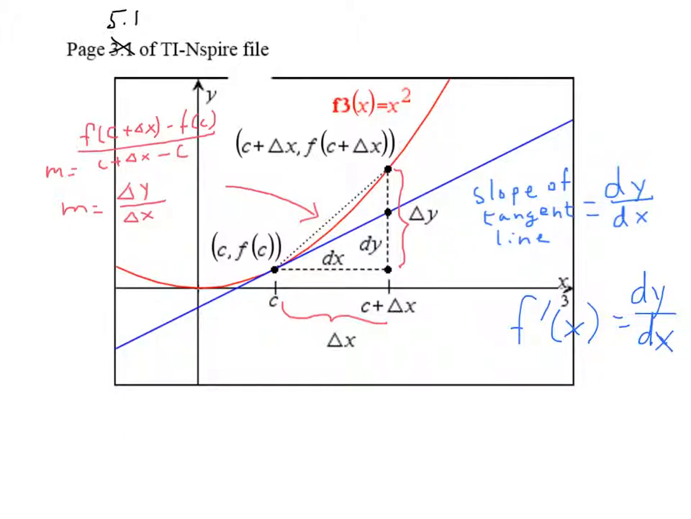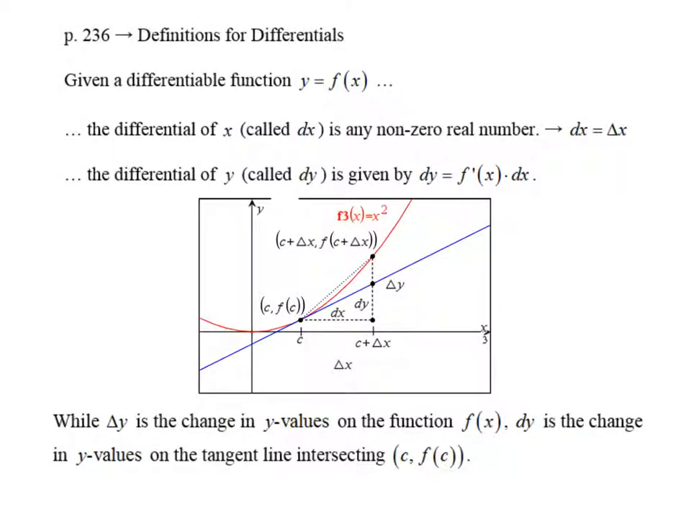Well, this will lead directly to our definition for what dy is, because if we want to solve for dy, we simply multiply over to the other side by dx. We would have that f prime of x times dx is going to equal dy. So you'll see that on the next page. The definitions on this page do need to get into your notes. We have definitions for differentials.